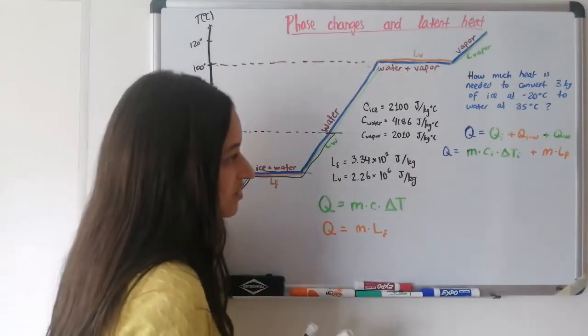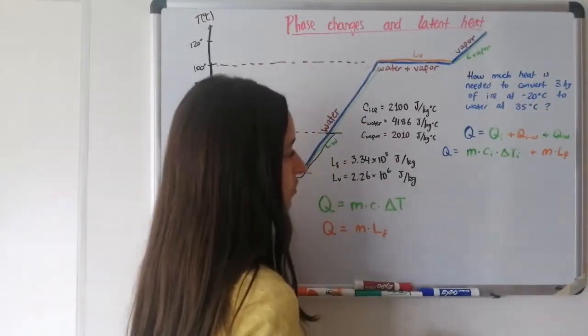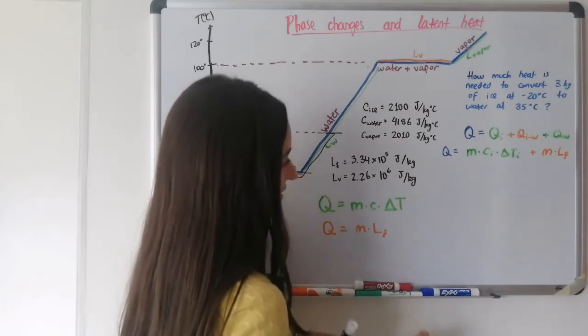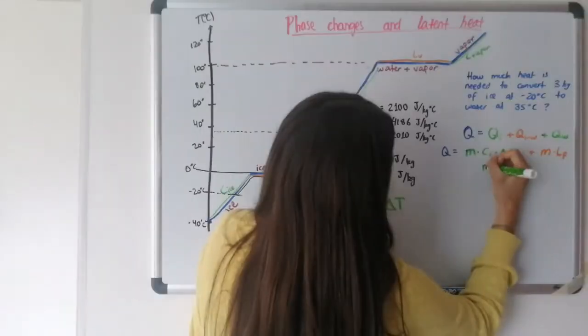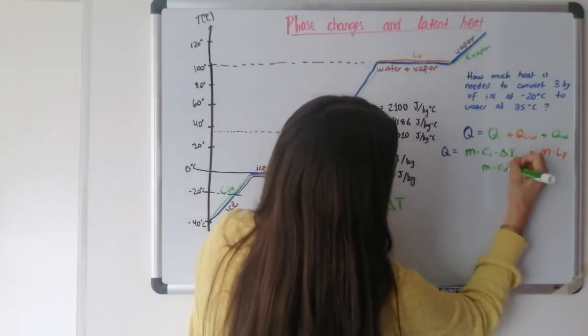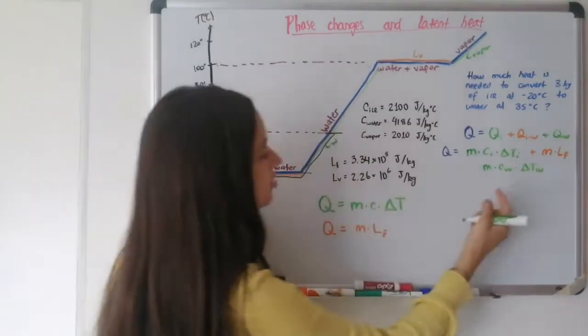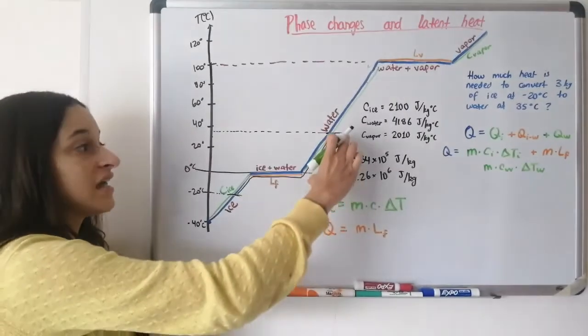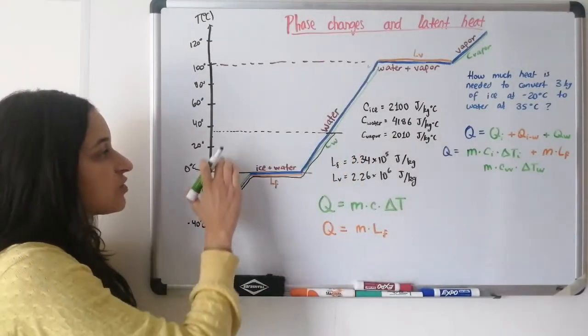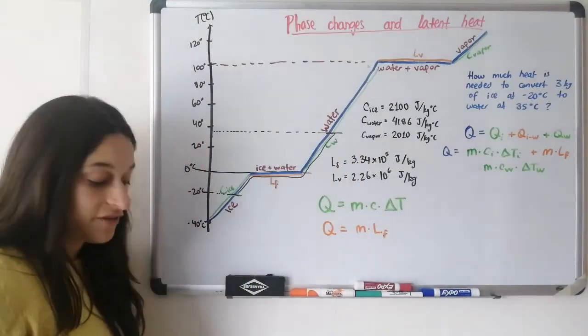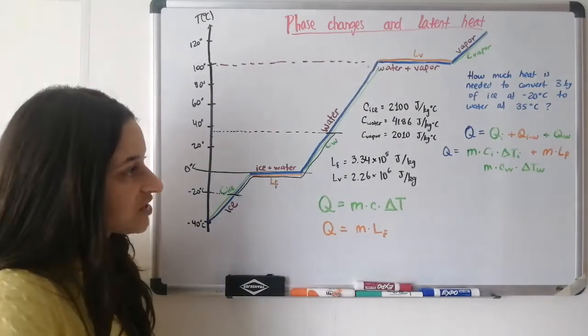Perfect. And the third part is going to be with water. So it's the same m times the c of water times the delta T of water. Now we're going to put the change in temperature that happened in this section when we went from 0 to 35. So that's 35 degrees. So let's put our numbers in.